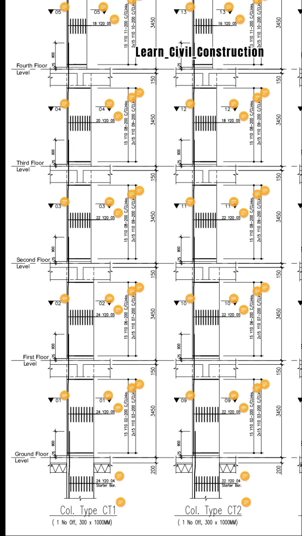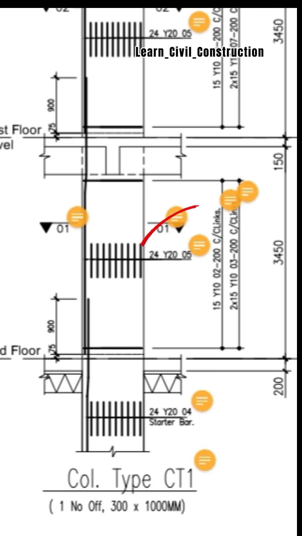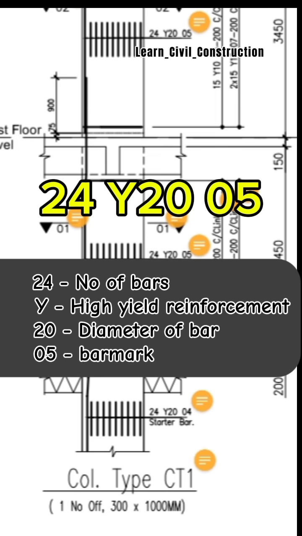From the section of this column type 1, you can see it is 300 by 1 meter. That is 1000 mm. Now, if you come up, let's start from the section 01 where a section was cut. You can see there is 24Y20-05. So what does this mean? So the 24 stands for the number of reinforcement in that column.